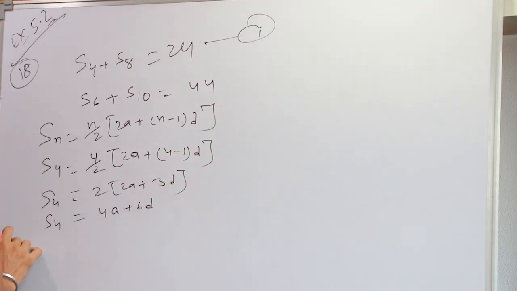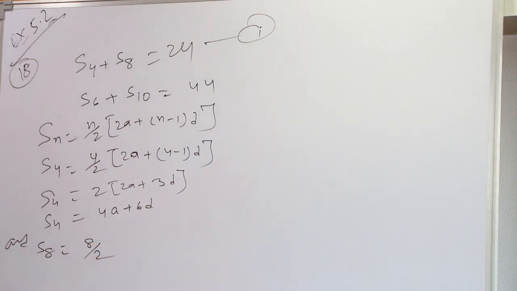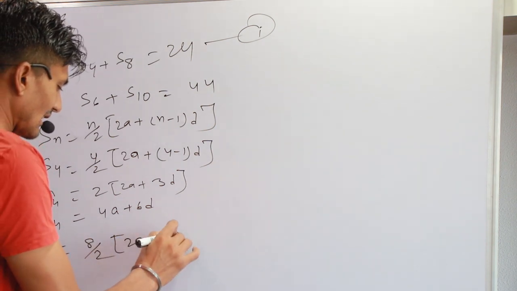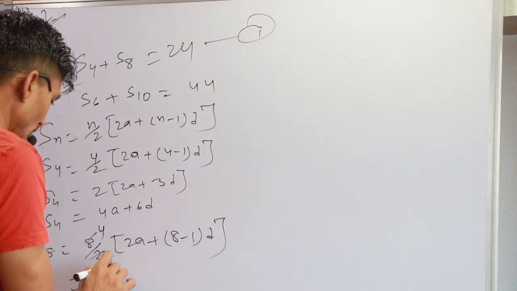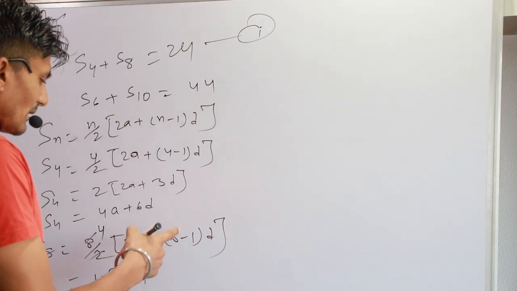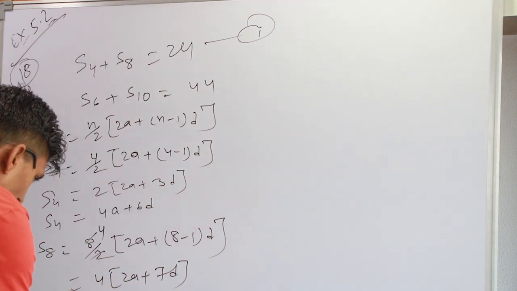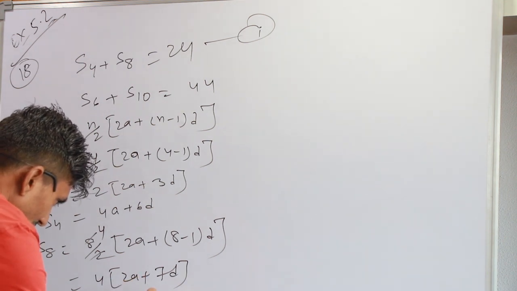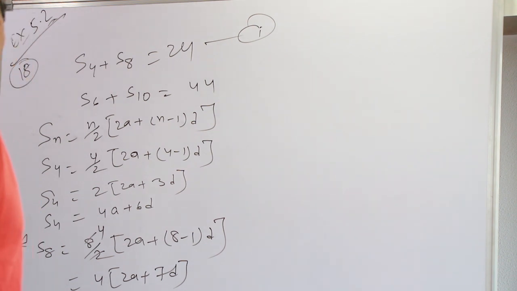S8 is equal to n by 2 into 2a plus n minus 1 into d. We can write here 8 by 2, 2a plus 8 minus 1 into d. That is 4 into 2a plus 7d, so we can write 8a plus 28d. S8 is equal to 8a plus 28d.